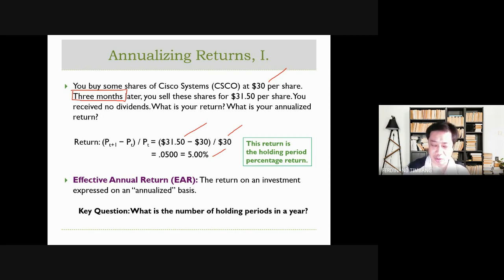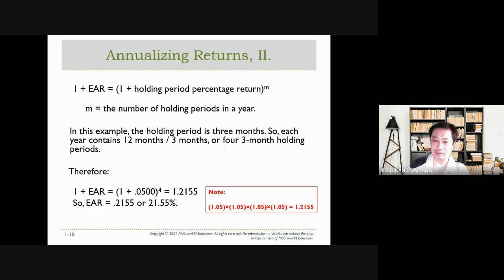So how are you going to annualize it? Ito yung formula. We have 1 plus the holding period percentage return, raised to M, and that is the number of periods in a year. But actually, to make it correct, maglalagay tayo dapat ng minus 1. Kasi si Jordan, ang ginawa niya, automatic tinatanggal niya na lang yung 1.